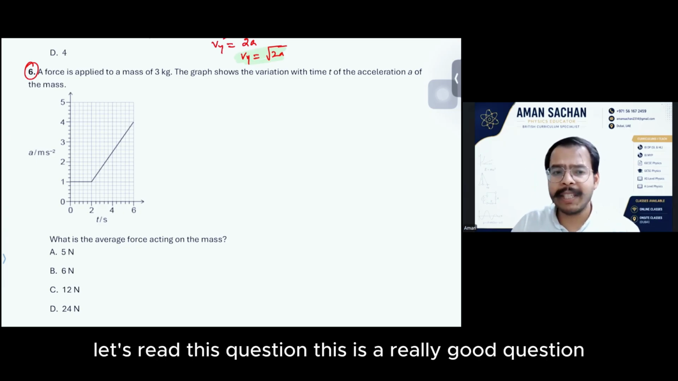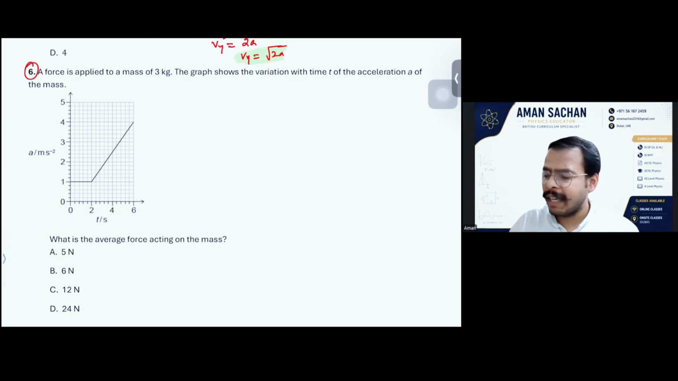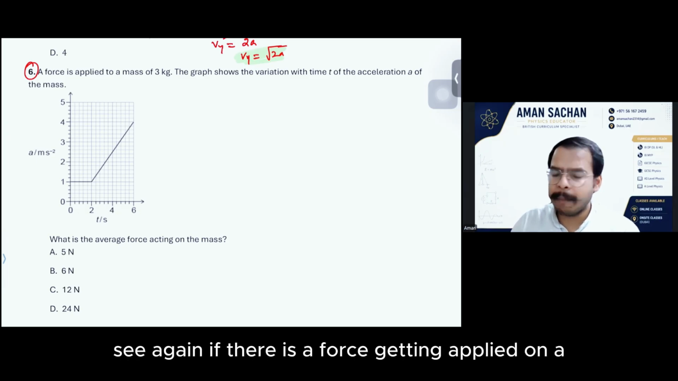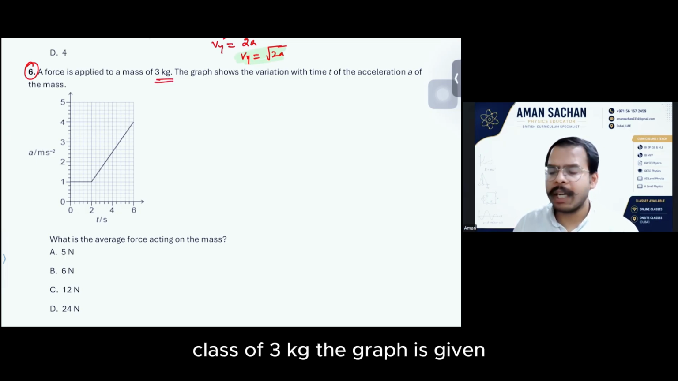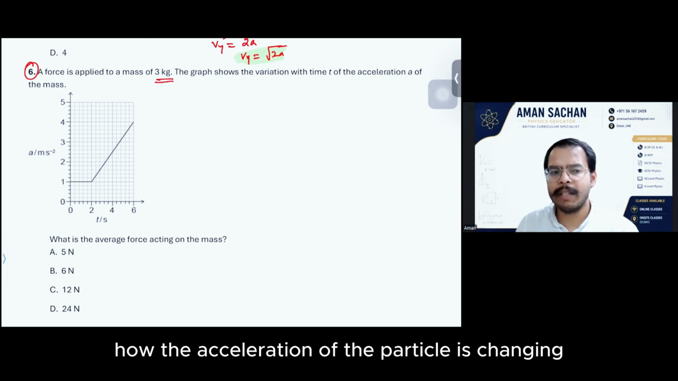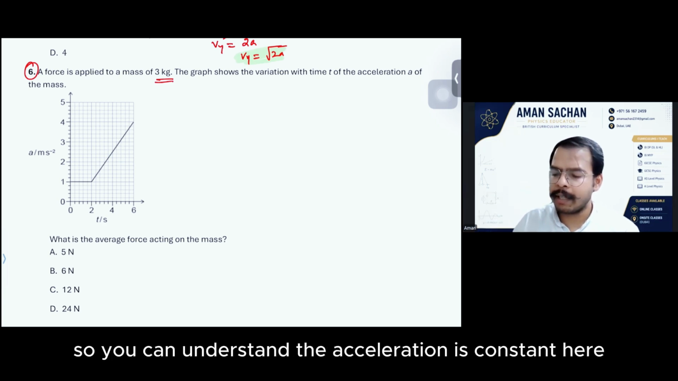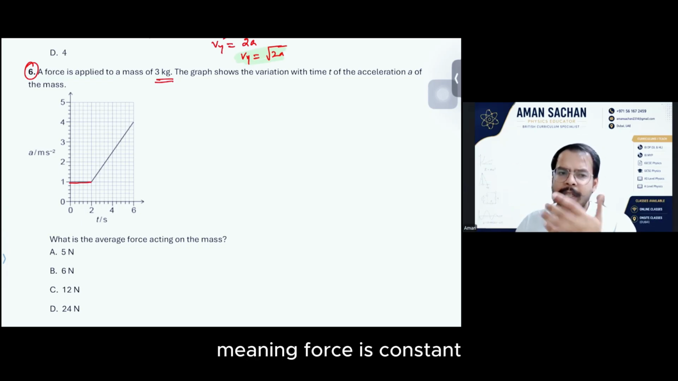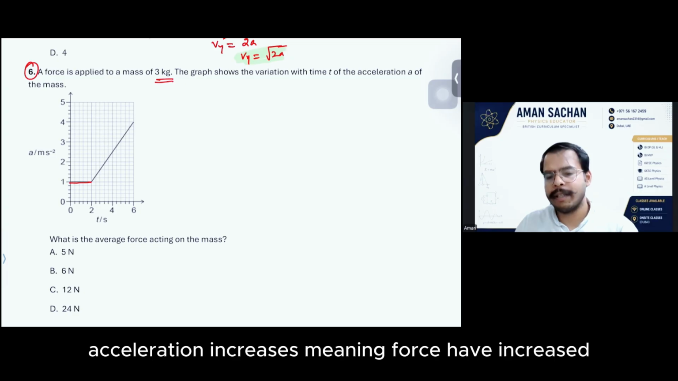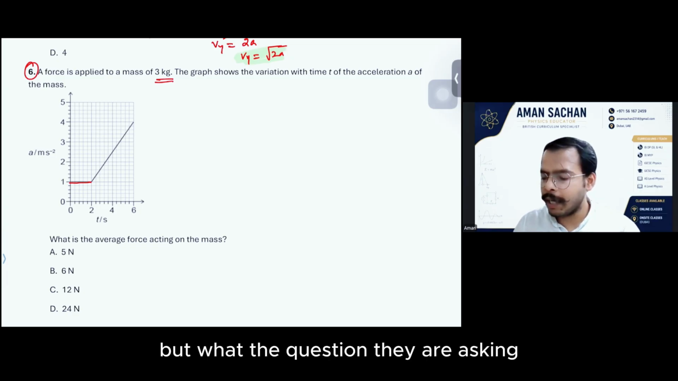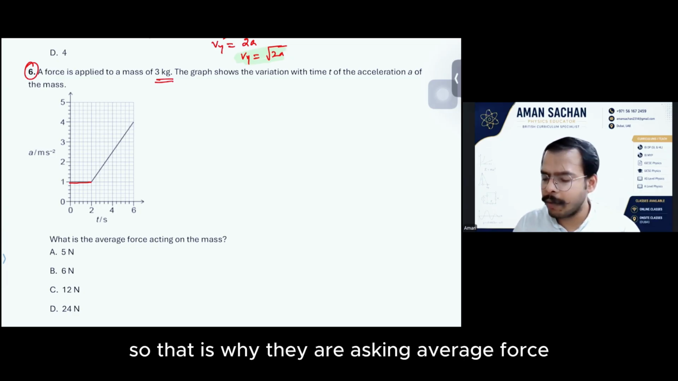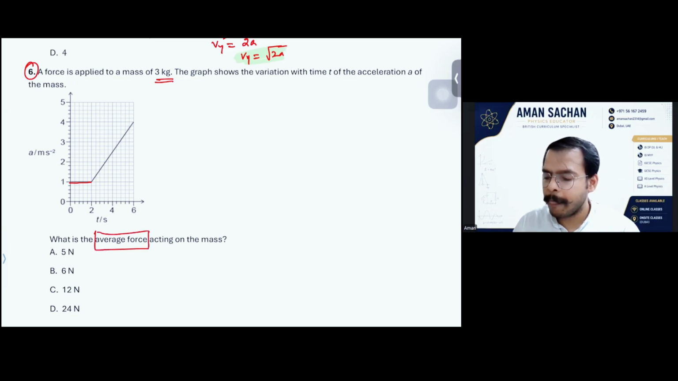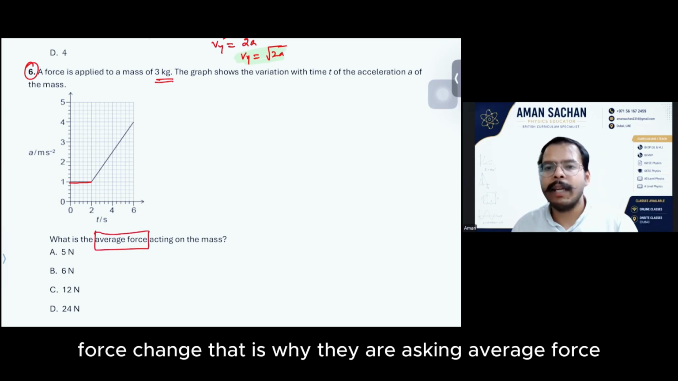This is a really good question, but it's a very easy question. See again, if there is a force getting applied on a mass of 3 kg, the graph is given for how the acceleration of the particle is changing. So you can understand the acceleration is constant here, then acceleration increases. Acceleration constant means force is constant, acceleration increases means force has increased. But what are they asking? The force changes, right? That is why they are asking for average force.